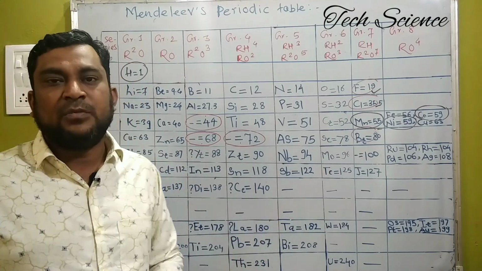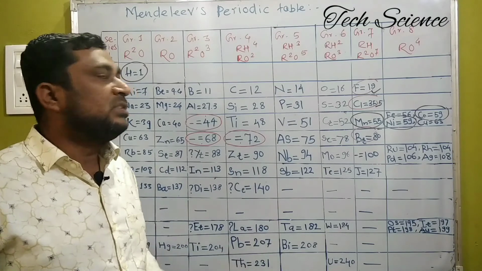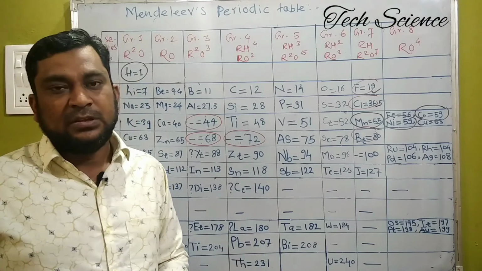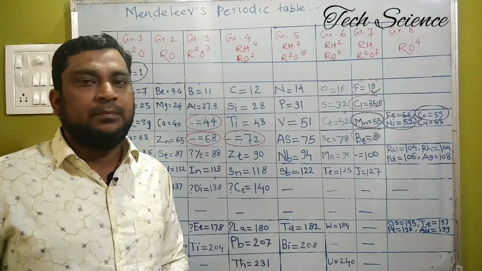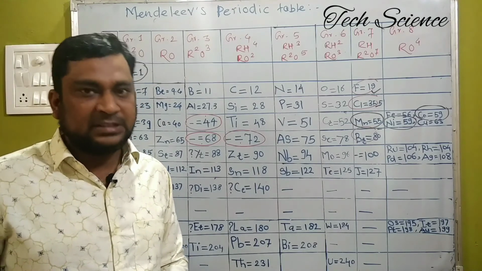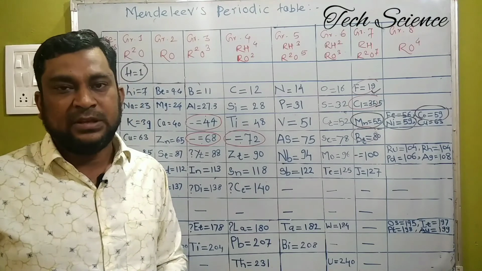So these are some of the drawbacks of Mendeleev's periodic table, and because of that a new law was invented, the modern periodic law by the scientist Henry Moseley. We will discuss this in the next lecture.